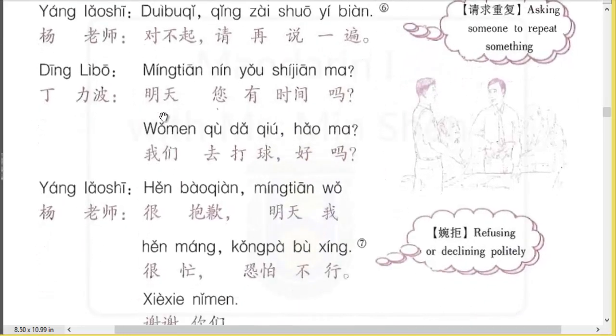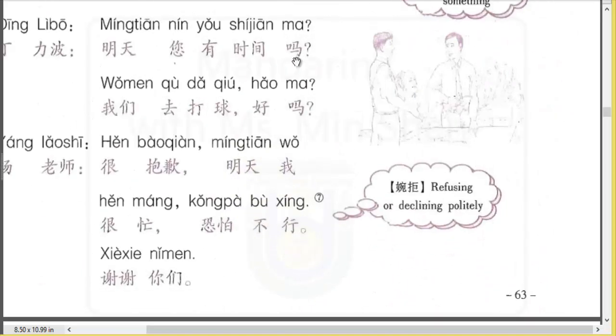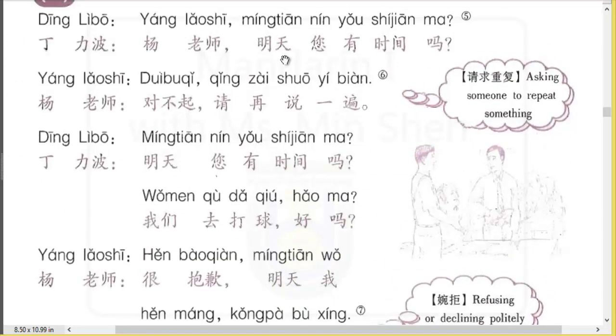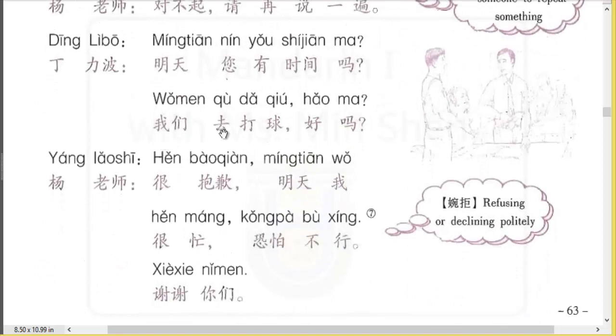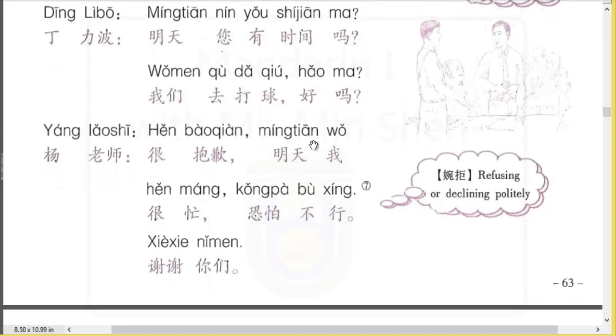Next one, let's read another sentence. 明天你有时间吗? So apparently, 明天你有时间吗? Because be asked to repeat. So repeat the sentence as again. And make a suggestion. I hope you still remember how to make suggestion by making questions. 我们去打球好吗? We go play the ball game. And it's a suggestion, so make it as a question. 好吗? Is okay? And 杨老师 says 很抱歉.